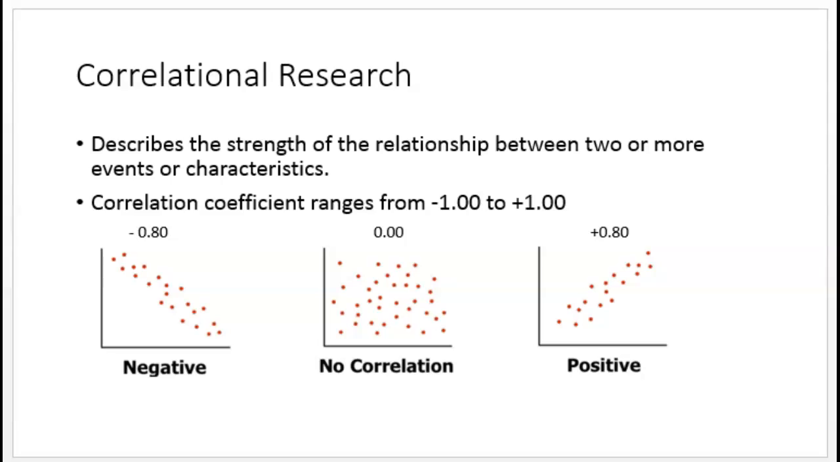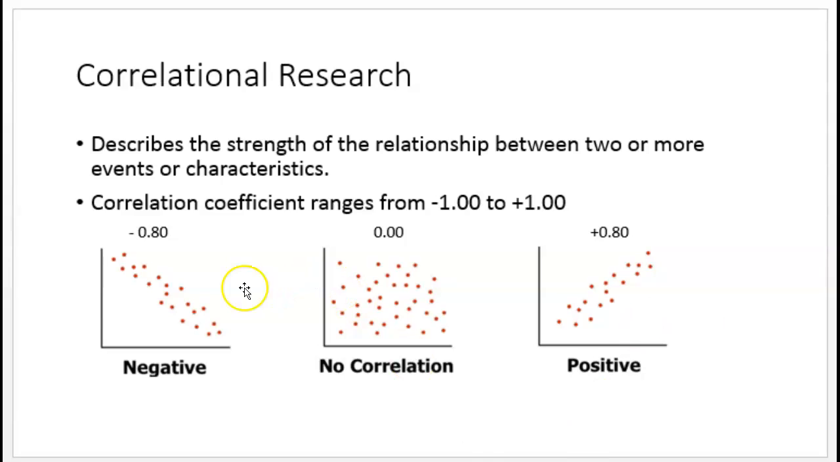But it can give you some clues as to other things that might be going on. When you have a correlation, the correlation coefficient describes the strength of that relationship. It can range from -1 to +1. Basically, 0 is no correlation, and then the further you get to either -1 or +1, the stronger the correlation is. So a -1 correlation and a +1 correlation are both equally strong. The negative and positive only refer to the direction of that relationship.